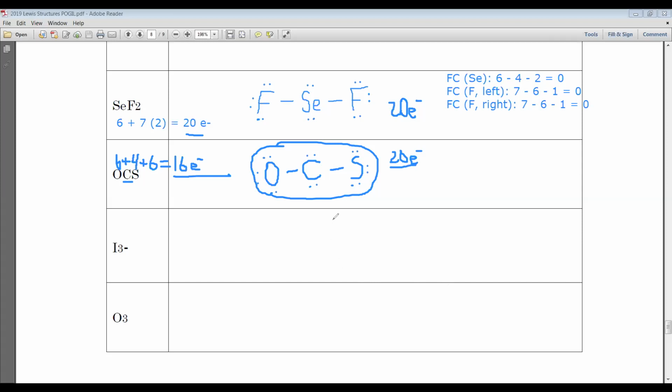So what it comes down to is we know that we are 4 electrons over, which means that we need 2 extra bonds. That's one of the things we talked about yesterday. So the question is, where are those 2 extra bonds going to go? And how do we know which one actually is correct and which one's incorrect?